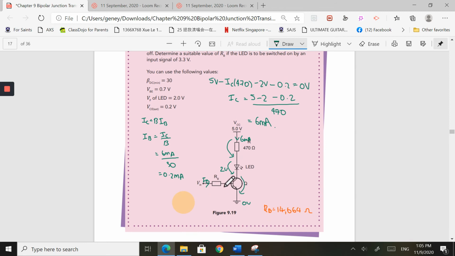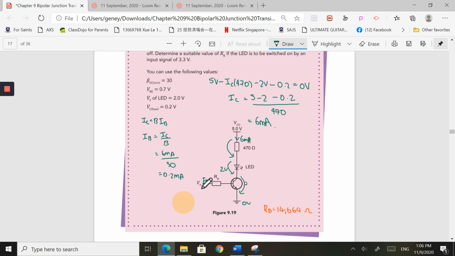Now I can analyze this branch. So I start off with the voltage at the V in, and they tell me that I'm going to switch on this LED with an input voltage of 3.3. Why 3.3? I don't know. Probably the previous subsystem will give me an output of 3.3 volts. So they're thinking, if I use 3.3 volts, how much resistor must I have here in order to turn on the LED? So that's the condition we are given, and we are going to work with this.